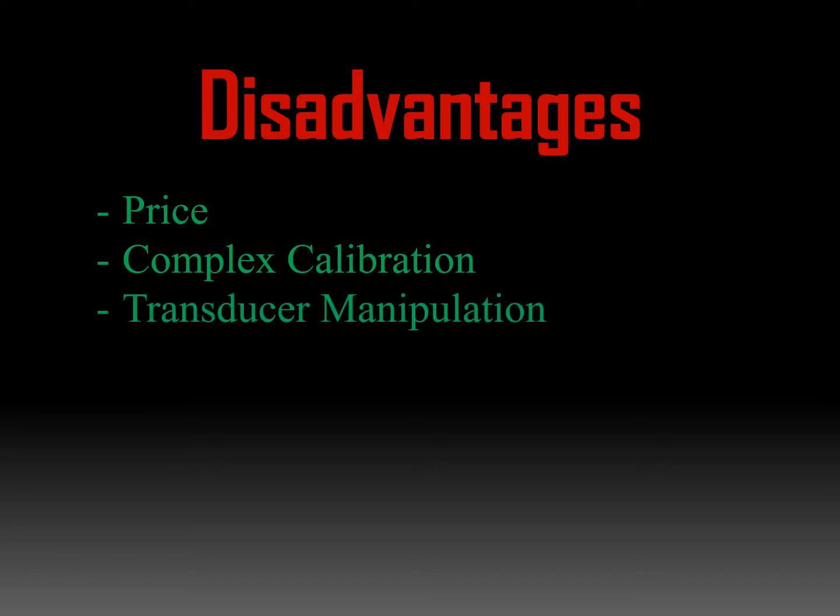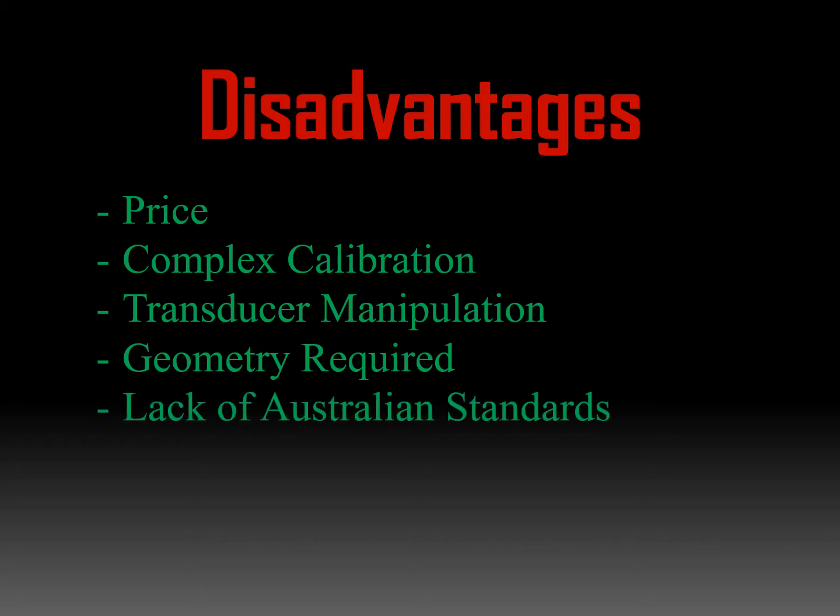Transducer manipulation. Little to no probe manipulation during data acquisition is possible, which can often assist in real-time discontinuity identification in conventional UT. Geometry required. Details of the weld and parent metal configuration are required prior to creating a scan plan, which must happen preceding calibration, which must take place before any data acquisition. Lastly, lack of Australian standards.